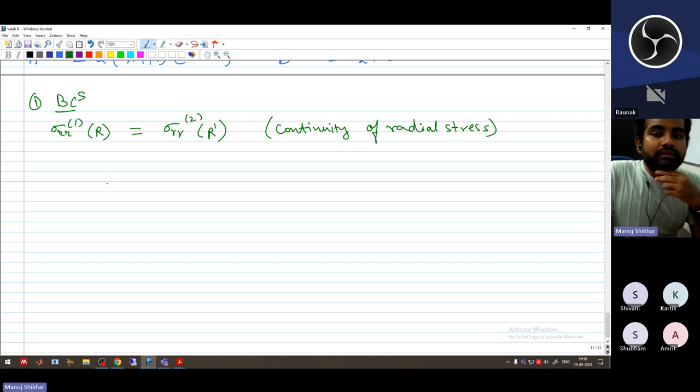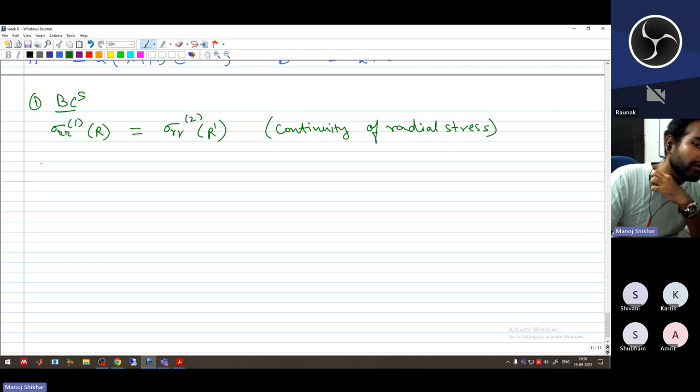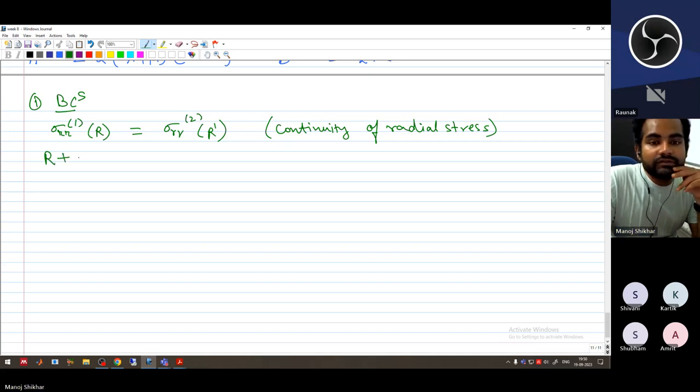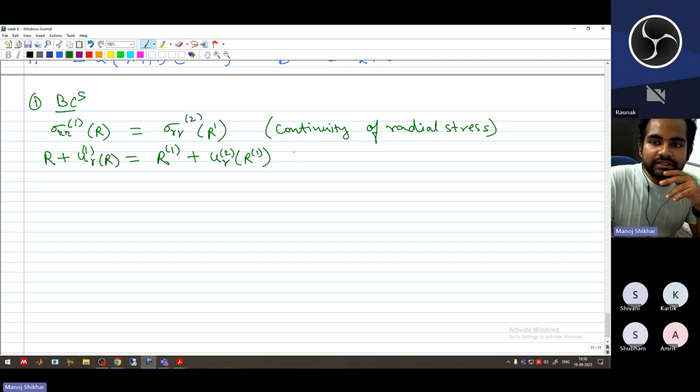The second thing is the final radius of the solid disk and the final internal radius of the hollow disk will be the same. Then only the shrink fit will happen, right? So R plus U1R at capital R is equal to R1 plus U2R at R1. This is your shrink fit condition.